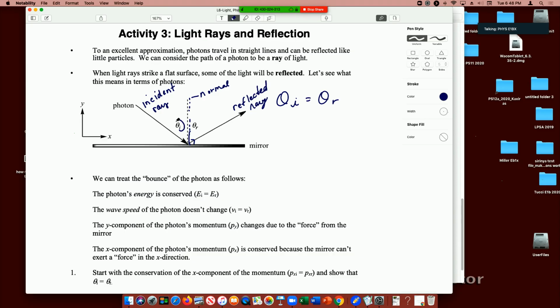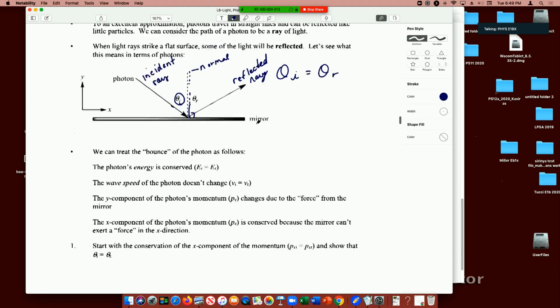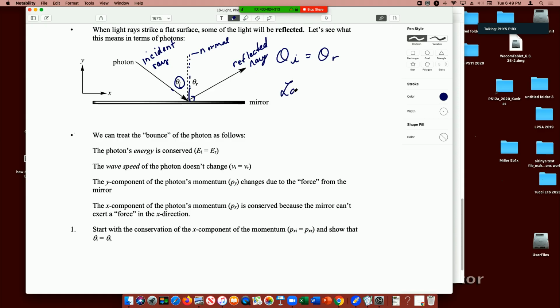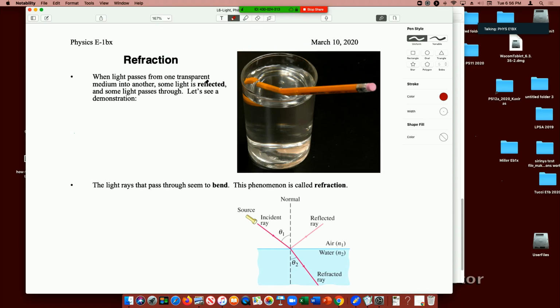The incident angle is the angle between the incoming ray and the normal. The angle of reflection is the angle between the normal and the reflected ray. Those have to be equal to each other, and that is known as the law of reflection. When light passes from one transparent medium into another, some light is reflected and some passes right through. We saw that over here.